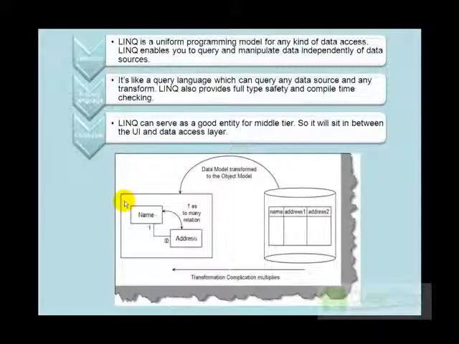LINQ is a uniform programming model for any kind of data access. Now when we talk about an application, an application can interact with any kind of data source. For example, your data source can be SQL Server, Excel, XML, Oracle, or probably Windows ADS. We don't know what kind of data source type we interact with. And depending on the data source type, you need to tailor your programming logic or your programming model.